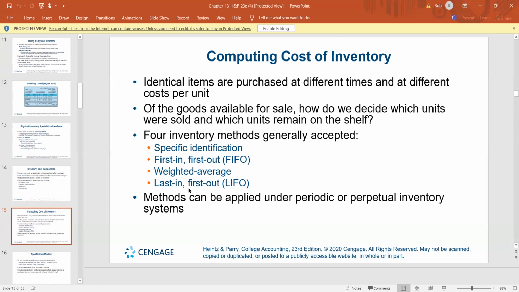So, of the goods available for sale, how do we decide which units were sold and which units remain on the shelf? We've got 4 inventory methods we're going to talk about. And methods can be applied under the periodic or perpetual systems. This is an example similar to depreciation expense, where the company can choose how they're going to expense their inventory. So let's take a peek.